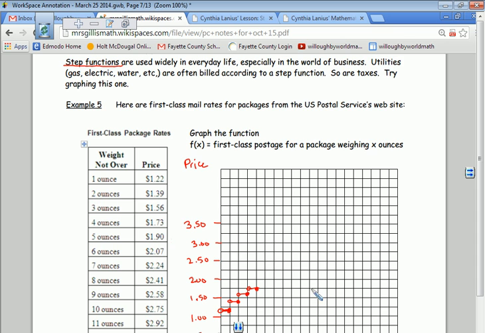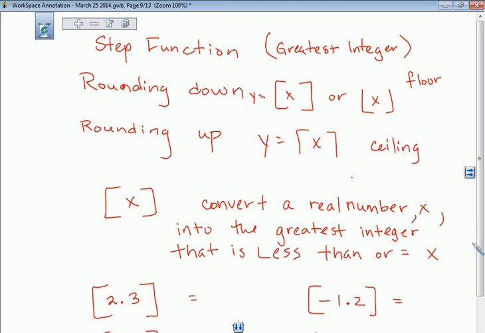Have any of you ever been to Atlanta and parked in a parking lot where they charge you at a meter? And if you get to anything over 2 hours, they charge you the 3 hour rate. So that's another one. There are a lot of things that actually are modeled by step functions. Okay, so these have a lot of different names. We can call them step functions. They're also sometimes referred to as greatest integer functions. We have 2 types. Sometimes we're going to round down, and sometimes we're going to round up.